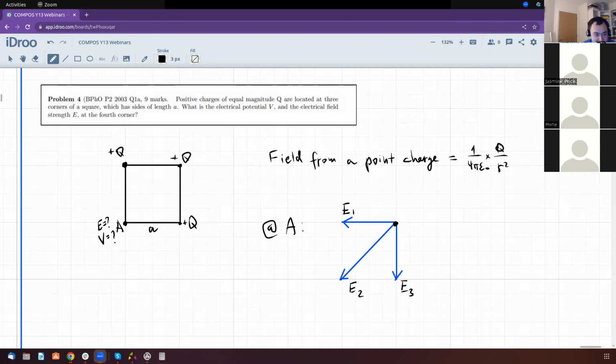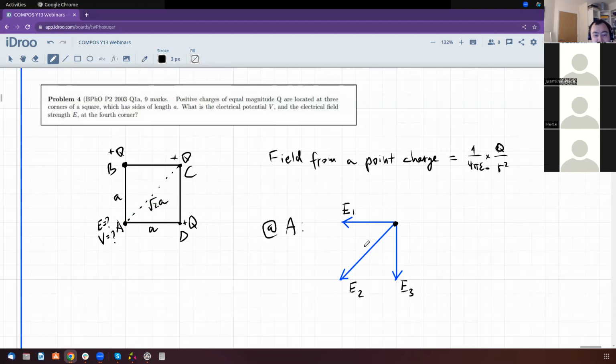Are the 3 charges equally separated from point A? No, they're not separated equally. The third one, so B, C, and D. C is located further away. So if this is A, but this is square root 2A.